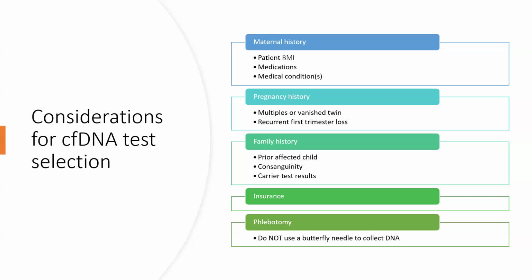And then lastly, the collection of the DNA itself matters. So we know that if the maternal sample is collected using a butterfly needle, that needle has a higher gauge and tends to shred the DNA. So those patients will also come back with a lower fetal fraction. So I encourage everyone to share with their phlebotomy team to make sure they are not using butterfly needles in collection of DNA.